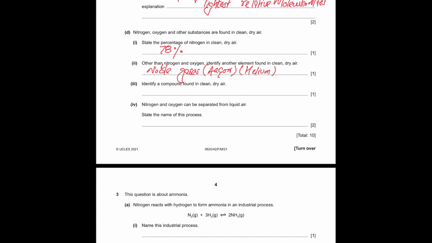Identify a compound present in clean dry air. Compounds are chemically combined together. So water vapor and carbon dioxide.